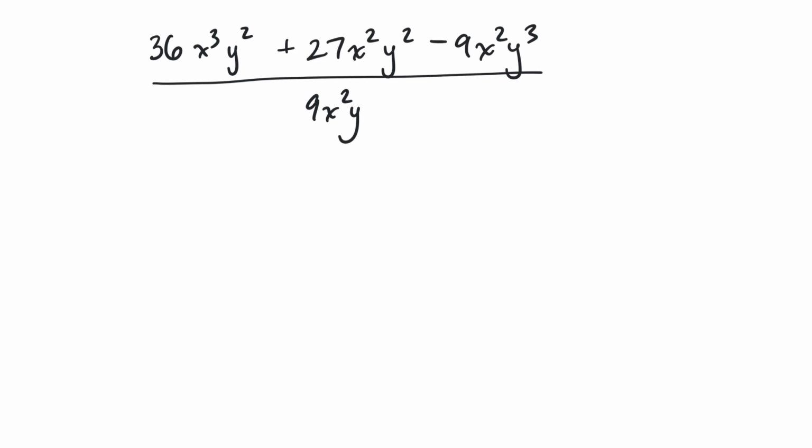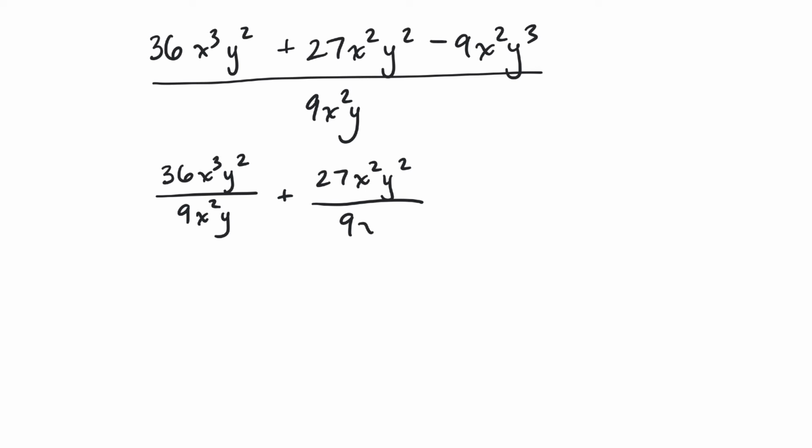All right, here's our last one. And we've got a trinomial in our numerator, and we still have a monomial in our denominator. All of the ones that we're going to work on today are going to be monomials in the denominator. So again, split it up. So I'll have 36x cubed y squared over 9x squared y plus 27x squared y squared over 9x squared y minus 9x squared y cubed over 9x squared y.